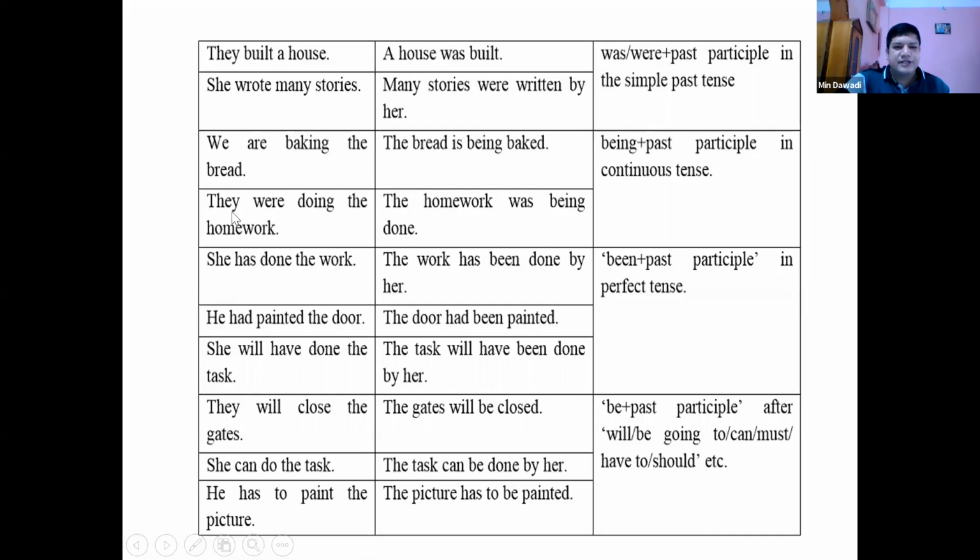Past continuous, just see the next example. They were doing the homework. The homework was being done. This is passive. She has done the work. The work has been done. This is present perfect tense.